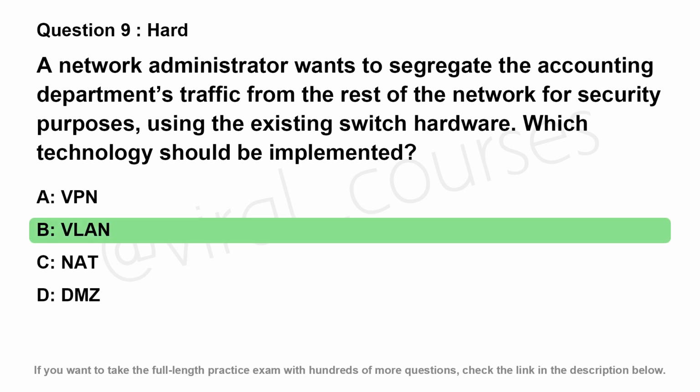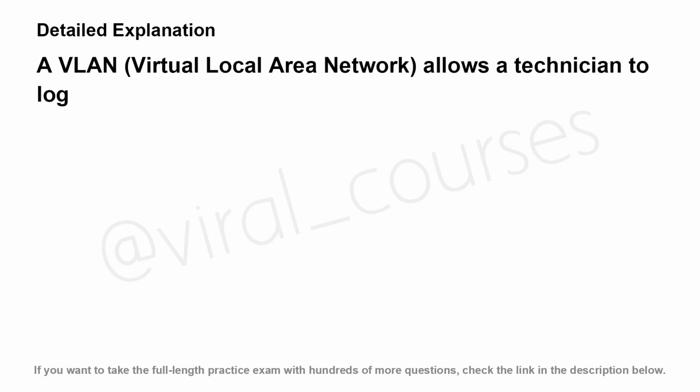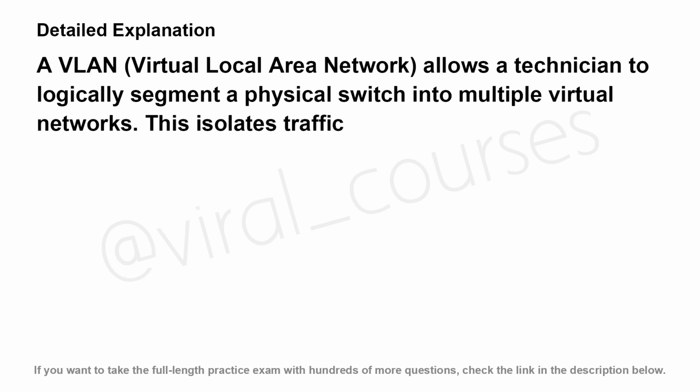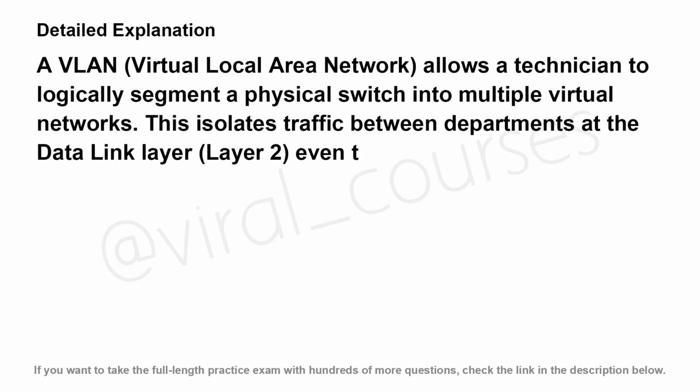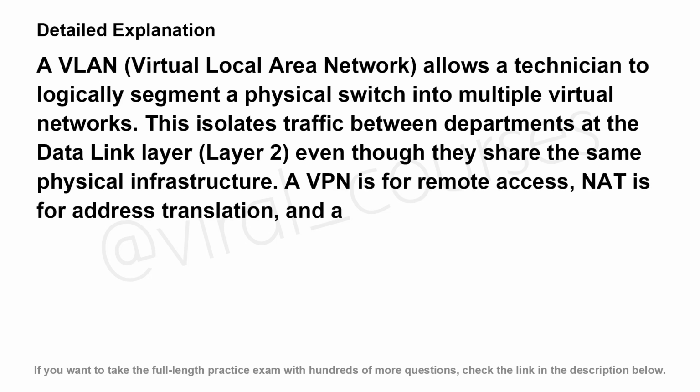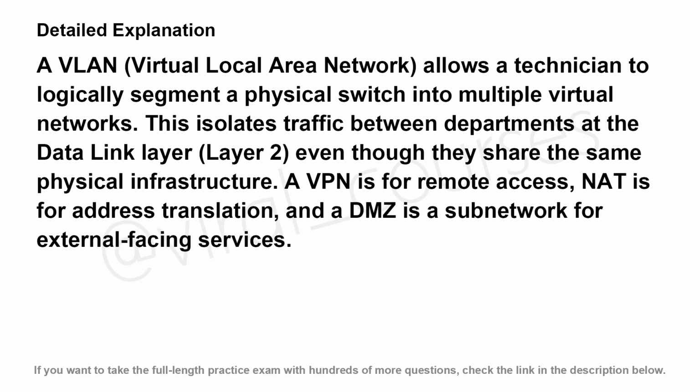The correct answer is B. A VLAN, Virtual Local Area Network, allows a technician to logically segment a physical switch into multiple virtual networks. This isolates traffic between departments at the data link layer, Layer 2, even though they share the same physical infrastructure. A VPN is for remote access. NAT is for address translation, and a DMZ is a subnetwork for external-facing services.